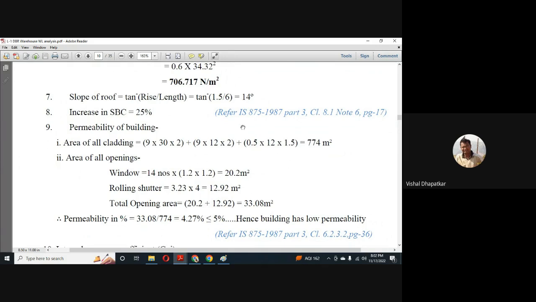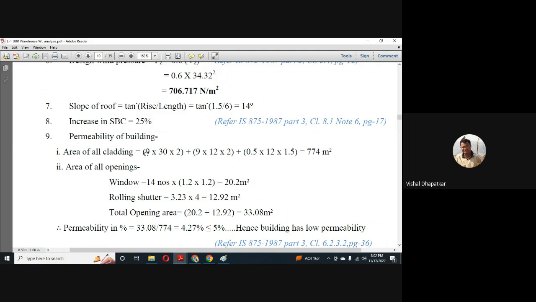So first we will calculate the area of cladding. So area of cladding will be this 9 meter into 30 meter into 2. So this 9 meter is what? Height. So height into total length. So this will give us the total area of the cladding on one longitudinal elevation into 2 for the 2 elevations, right?